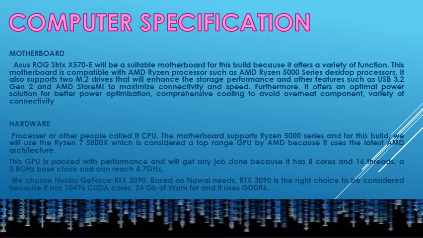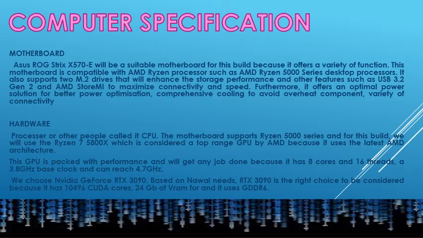Computer specification. Motherboard. The Asus ROG Strix S570E will be a suitable motherboard for this build because it offers a variety of functions. This motherboard is compatible with AMD Ryzen processors such as the AMD Ryzen 5000 series desktop processors. It also supports two M.2 drives that will enhance the storage performance, and other features such as USB 3.2 Gen 2 and AMD StoreMI to maximize connectivity and speed.